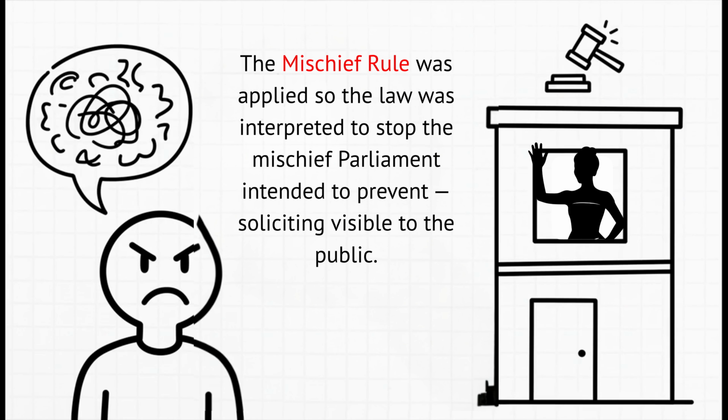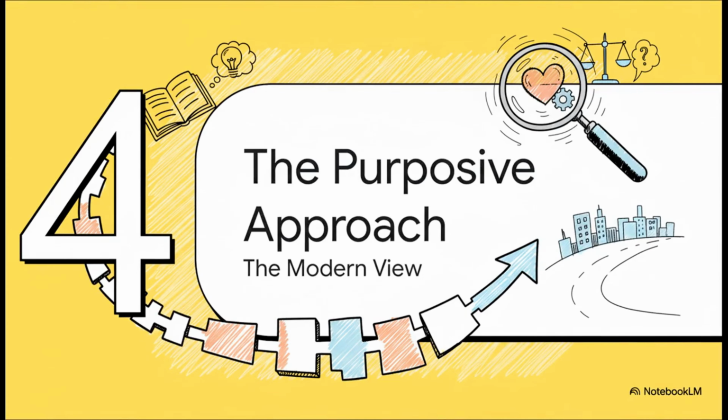So the court brought out the mischief rule. They asked, okay, what was the mischief here? What was the problem this law was meant to solve? And the answer was obvious. It was to allow people to walk down the street without being solicited. Since what the women were doing was causing that exact problem, the court found them guilty. It's a fantastic example of a court looking beyond the literal words to get to the heart of what the law was all about.